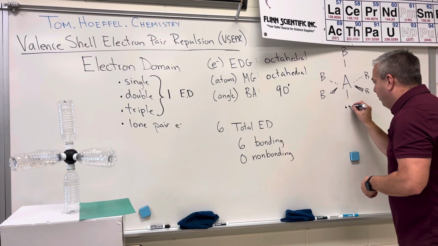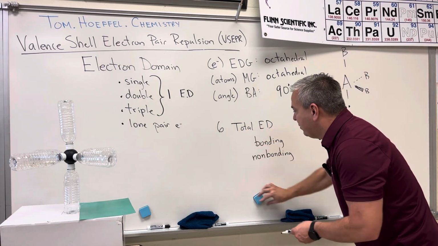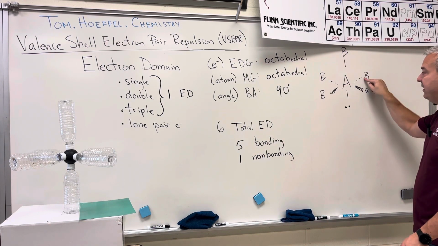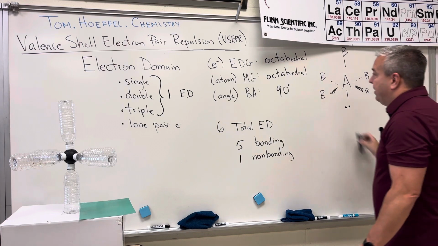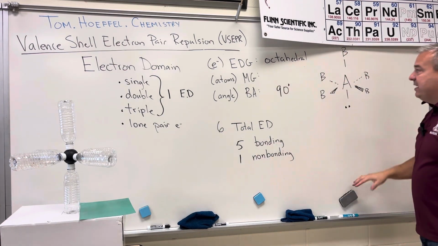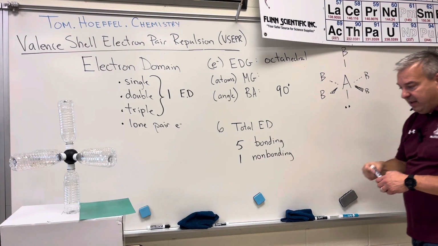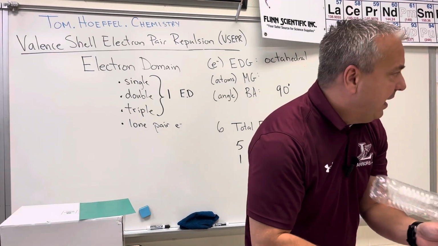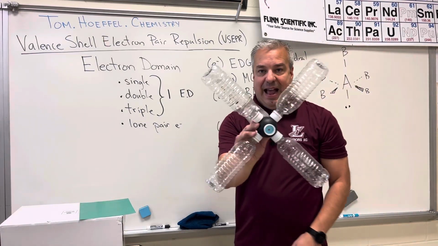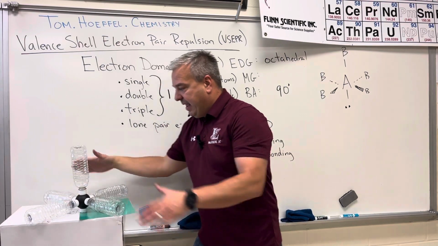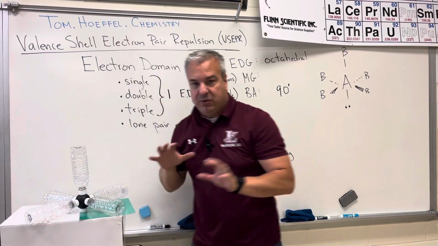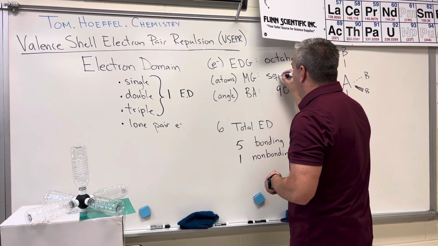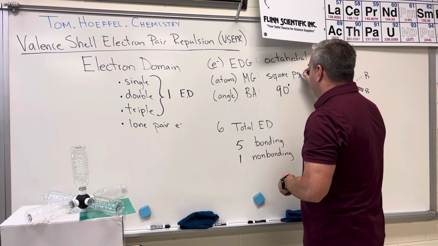So if we add a lone pair here, and this changed to 5 bonding and 1 non-bonding, this molecular geometry is going to change because it's no longer octahedral, and it's going to have a particular shape. So let's take a water bottle off and talk about the shape, okay? It has a square bottom, and it's making a pyramid shape. So square bottom in a pyramid shape, we're going to call that square pyramidal.